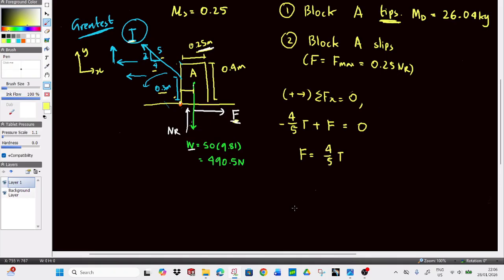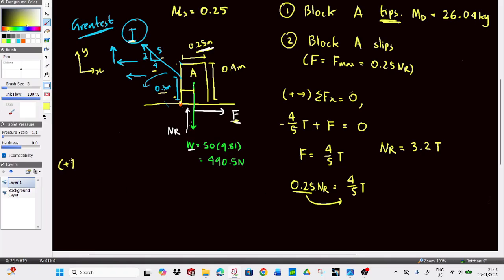And we know that F is 0.25 NR, so 0.25 NR equals 4 over 5 T. So the relationship is that your NR, if you bring the 0.25 to the other side, would simply be 4 over 5 divided by 0.25, which is about 3.2T. So that's the case for Fx.